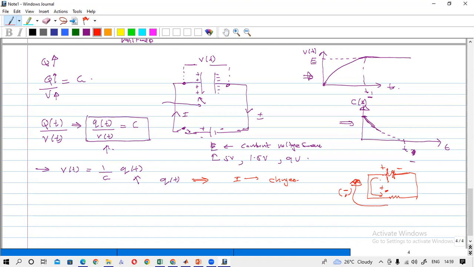And what is the direction of current that we normally consider?